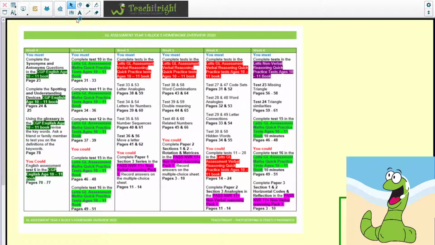So the tasks that I'm going to go through are all the ones that were linked to the question types that you had in your lessons. So I'm going to focus on code sets. We're also going to look at word analogies, letter connections, which are sometimes called insert the letter, and we're also going to look at hidden words. So this particular video will go through every single question within week 6, and hopefully it will really help you mark your homework and understand how you've got on. Let's have a look at the first task.